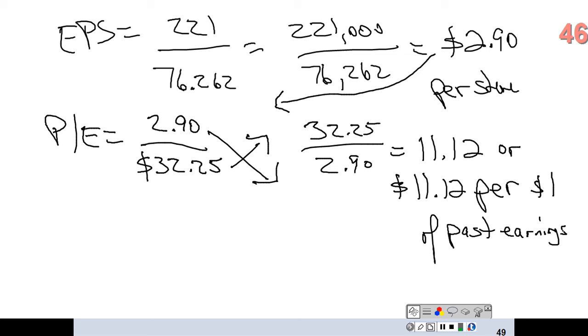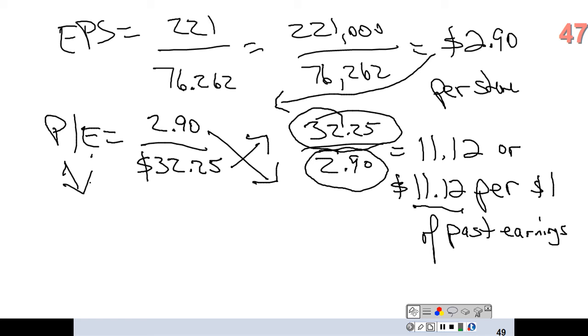Okay, so let's talk about this ratio for a minute. This is a really, really useful ratio. Now again, take a look at what it's telling you. The stock is selling for $32.25 per share. So if you pay $32.25 per share today for this stock, and this company made $2.90 last year, essentially you're paying $11.12 for $1 of company earnings. Is that good or bad? Well, we don't really know at this point, but the PE ratio is a measure of how expensive a stock is.